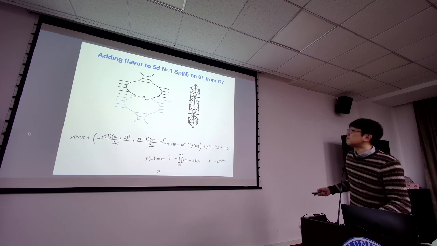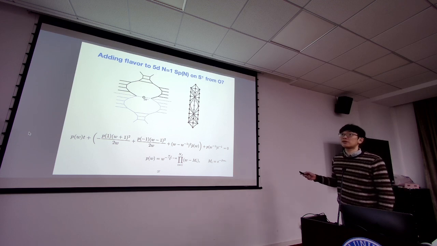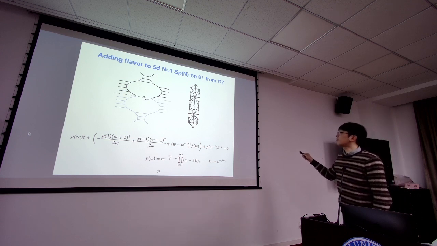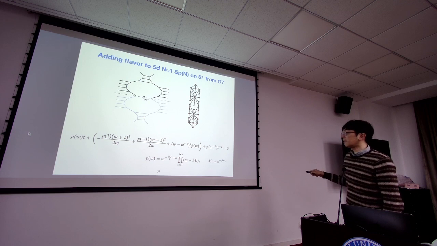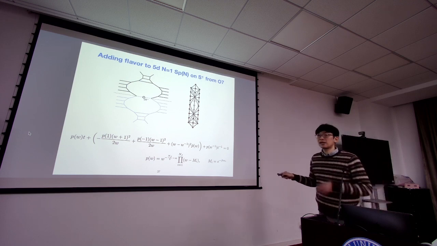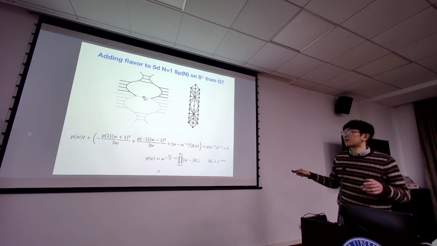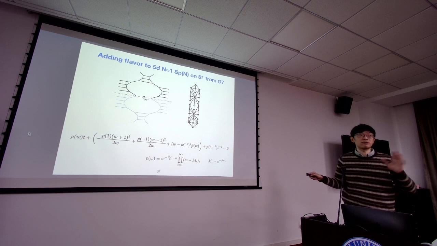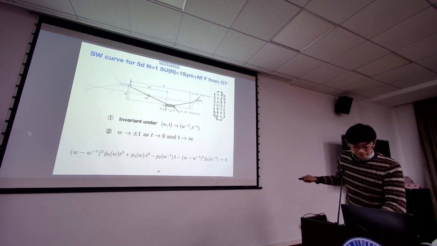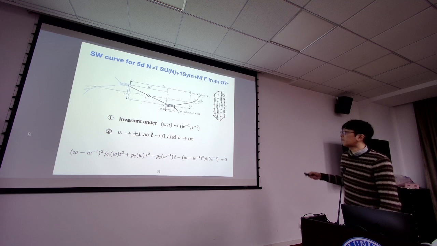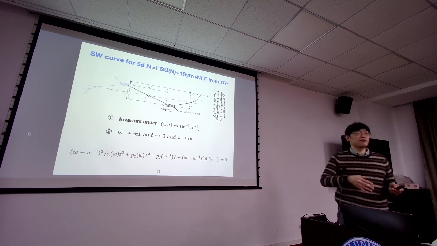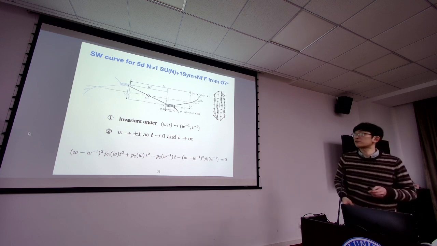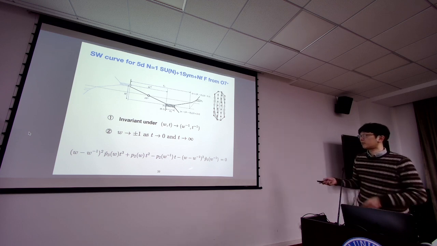And we can also add flavor to the 5D N equals 1 Sp theory based on the O7 minus plane. The idea is basically the same, so I just wrote down the result. So it is also straightforward to add flavor. From now on, because how to obtain it is more or less similar, like imposing the Z2 invariance and adding extra boundary conditions, I simply write down the result.